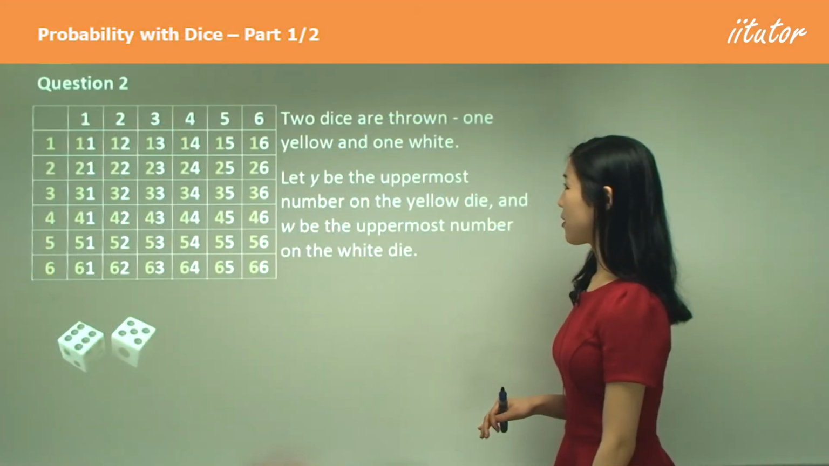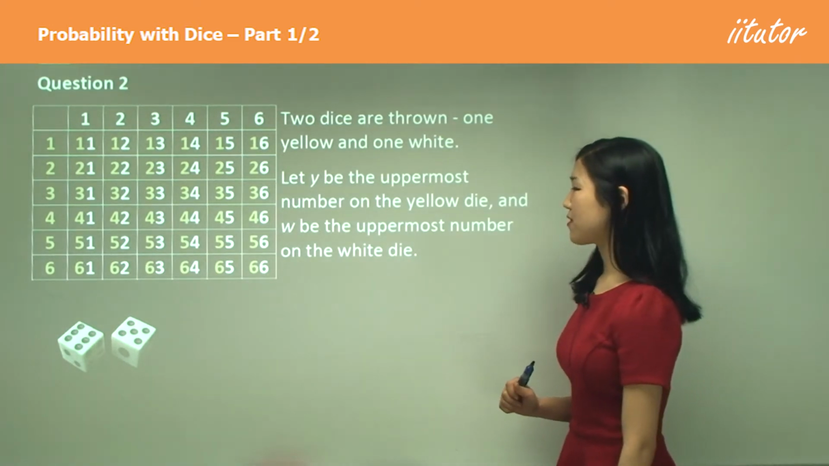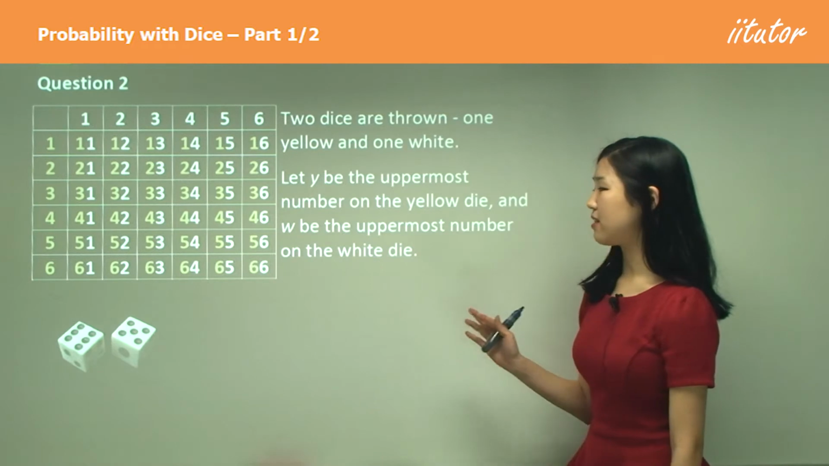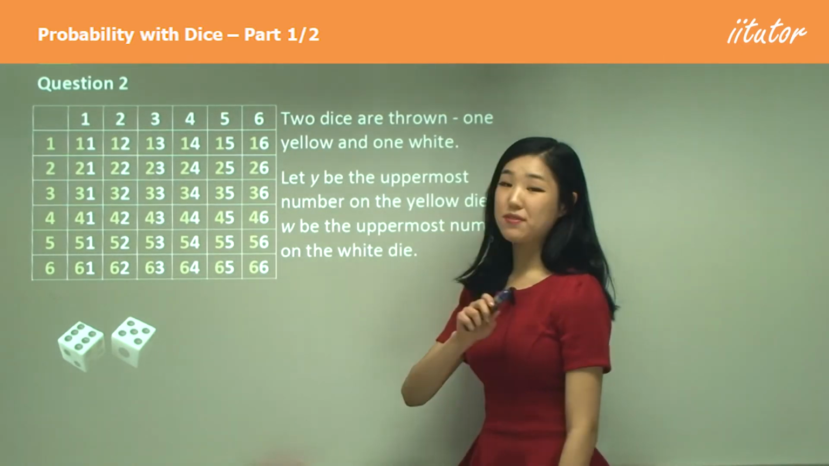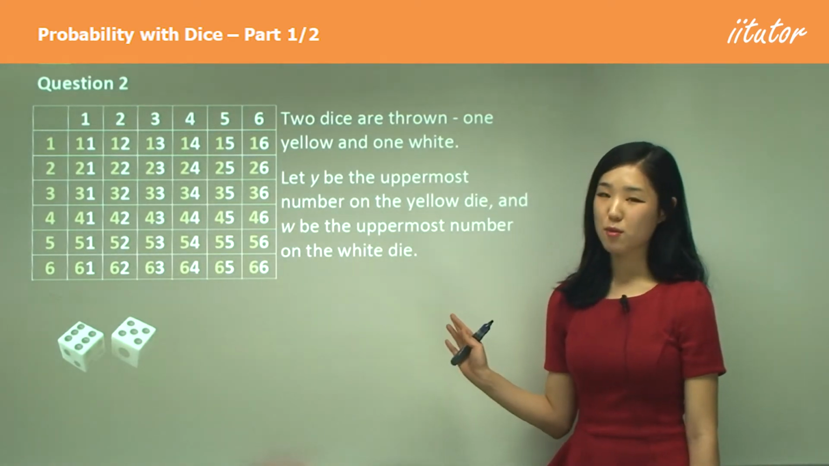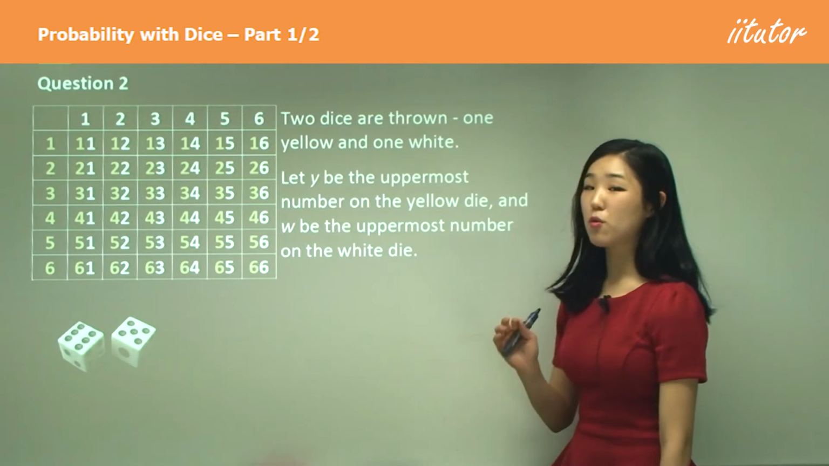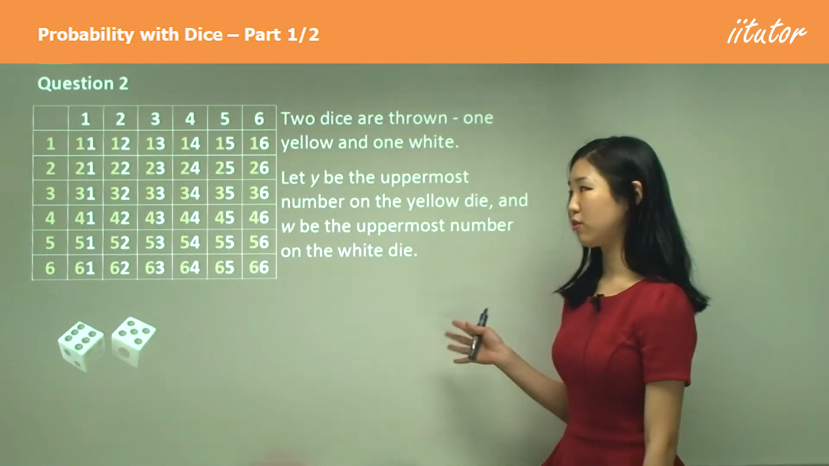Two dice are thrown, one yellow and one white. Let Y be the uppermost number on the yellow die and W be the uppermost number on the white die. I've drawn up a table because I know that if I draw up a table, the questions will be so much easier. So I do recommend all of you to draw up a table before you start the question. It won't take too long, although it looks quite big.